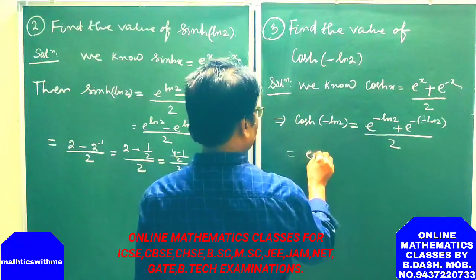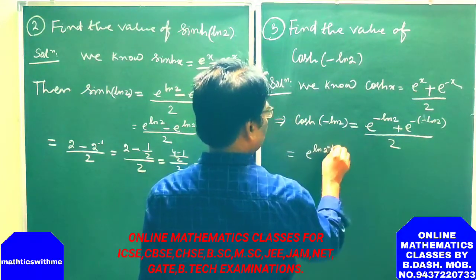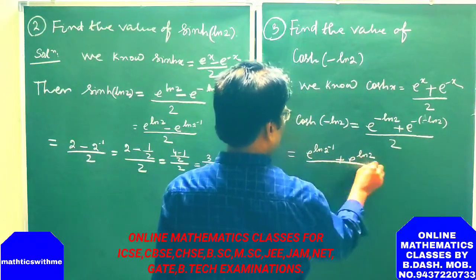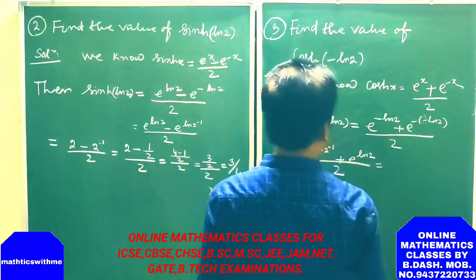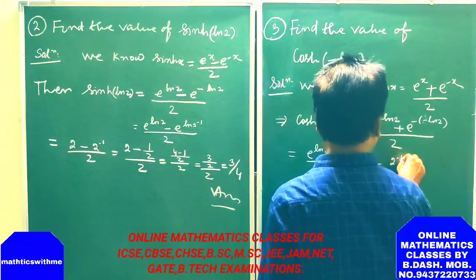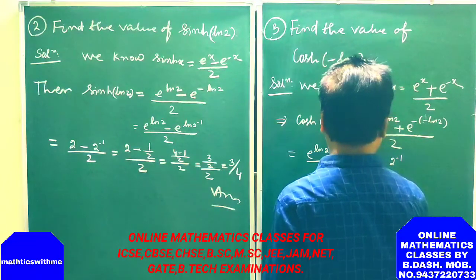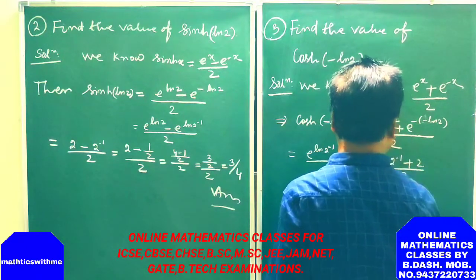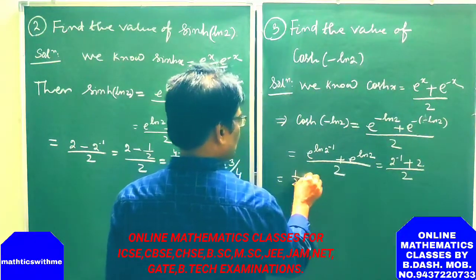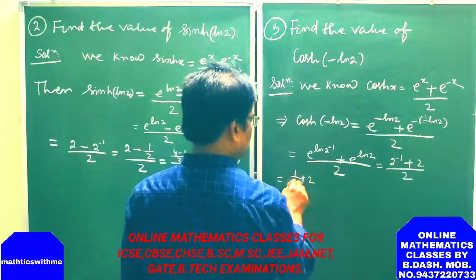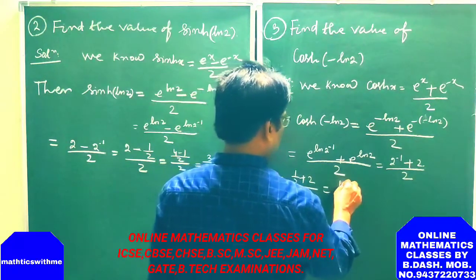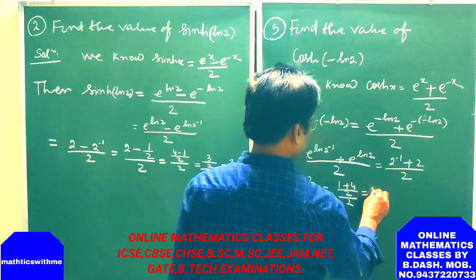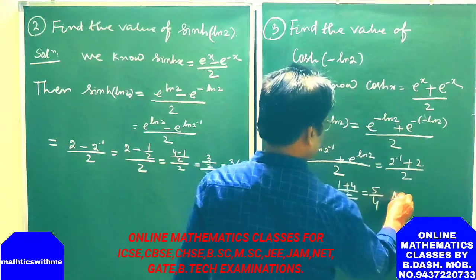Is equal to e to the power ln 2 to the power minus 1, plus e to the power ln 2 by 2, which is equal to 2 to the power minus 1 plus 2 by 2. This is 1 by 2 plus 2 by 2, which is 1 plus 4 by 2 by 2. This is 5 by 4, answer.